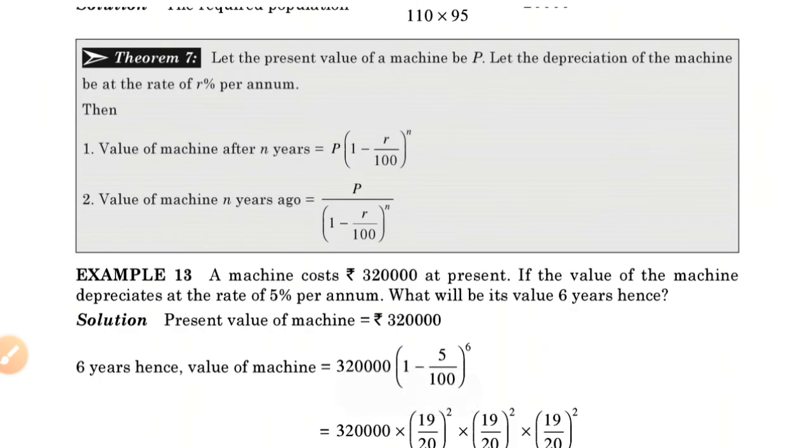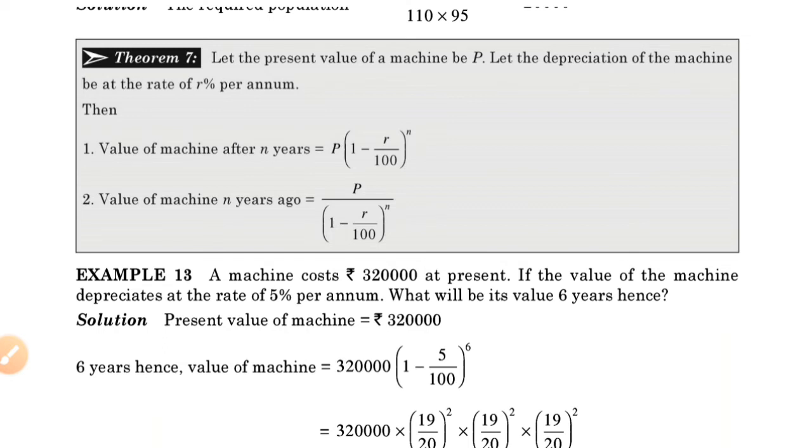Theorem number 7. Let the present value of a machine be P. Let the depreciation of the machine be at the rate of R% per annum. Then the value of the machine after n years is P into (1 minus R over 100) whole power n. And the value of the machine n years ago, that is before, is P over (1 minus R over 100) whole power n.